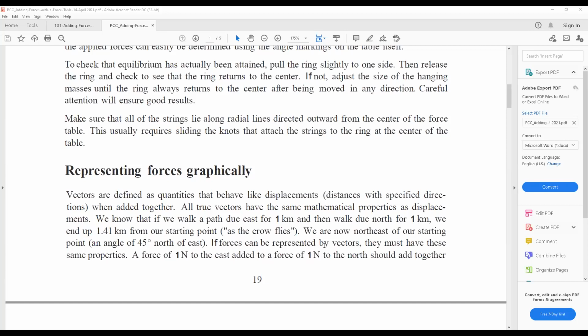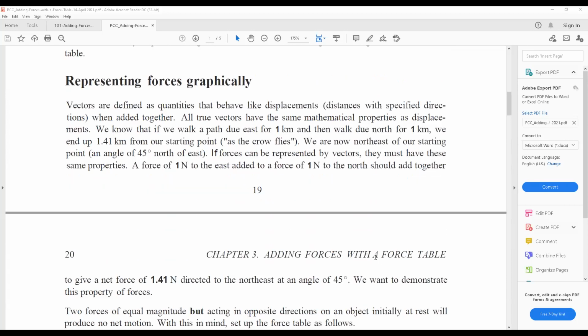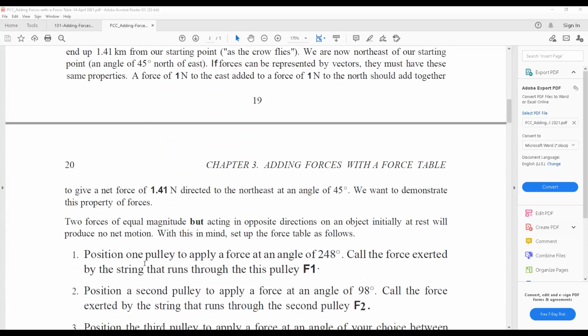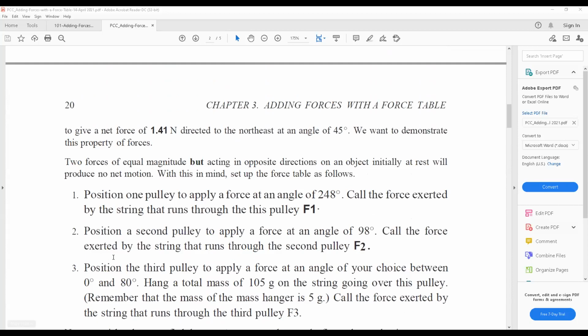If force can be represented by a vector, it must have this same property. A force of 1 Newton to the east added to a force of 1 Newton to the north should add together to give a net force of 1.41 Newtons directed to the northeast at an angle of 45 degrees. We want to demonstrate this property of force. So that is the lab sheet's rambling. I have put in some measurements down here.